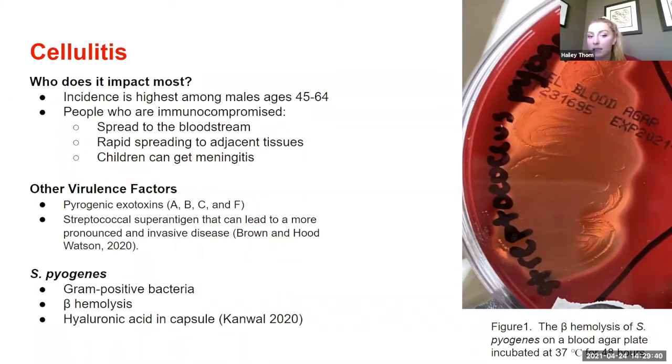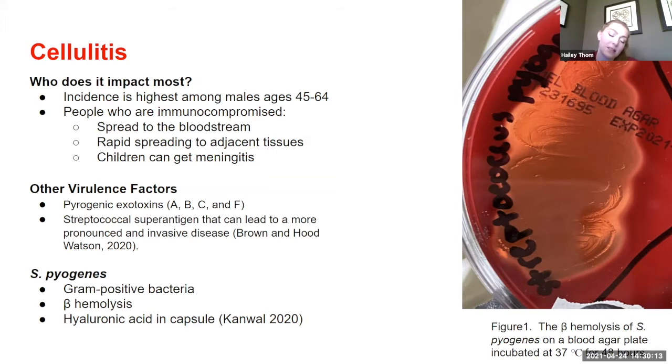There's highest incidence among males aged 45 to 64, as well as immunocompromised people. And they have to worry about it spreading to their bloodstream and rapidly spreading to adjacent tissues, and children can get meningitis. Some other virulence factors present are pyrogenic exotoxins, so kind of like what I talked about on the last slide, but there's also B, C, and F present. And there's also streptococcal superantigen that can lead to a more pronounced and invasive disease.